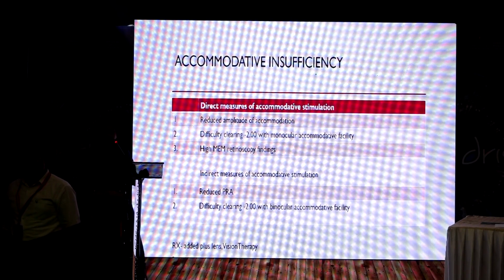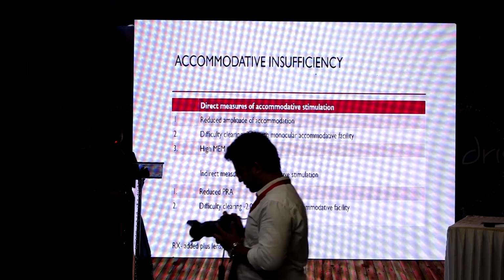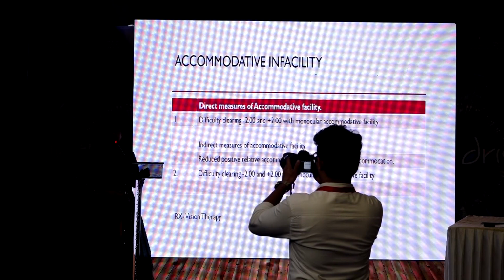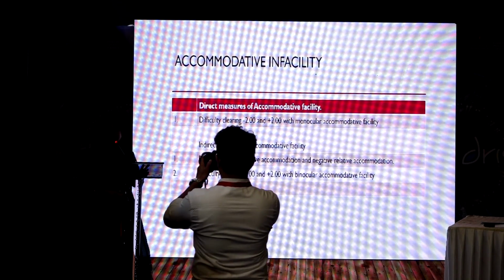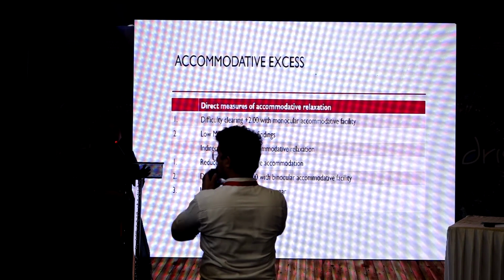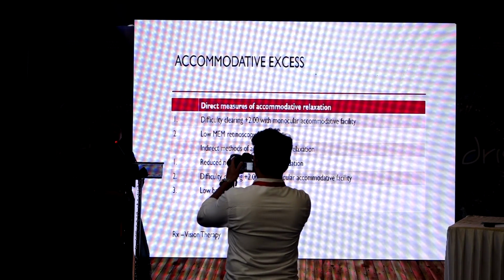Now to sum up, in accommodative insufficiency, the patient has difficulty clearing minus lenses, and treatment is added lens power and vision therapy. In infacility, the patient has difficulty with minus and plus lenses, and treatment is vision therapy. And in accommodative excess, the patient has difficulty with plus lenses, and the treatment is vision therapy.